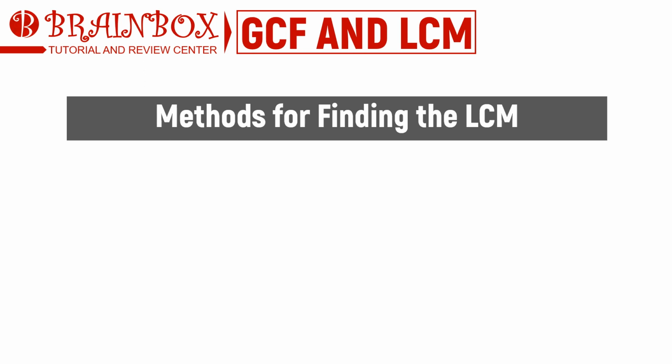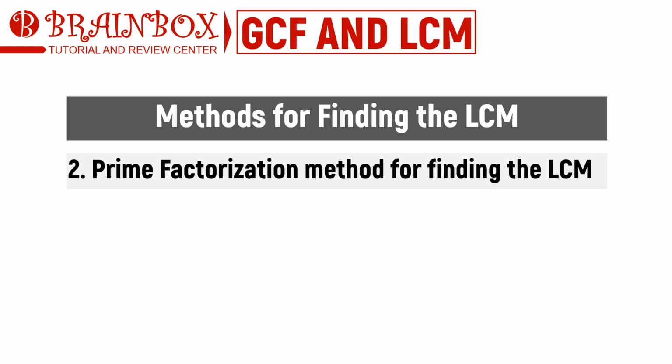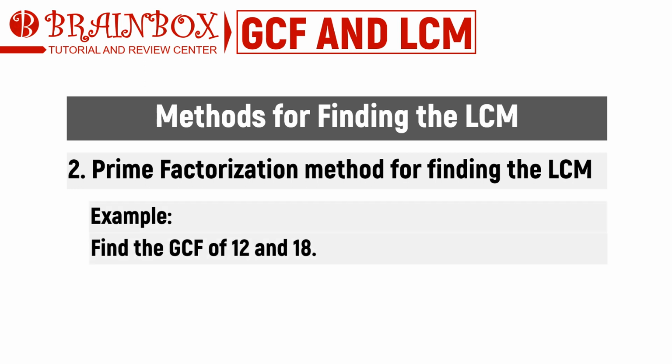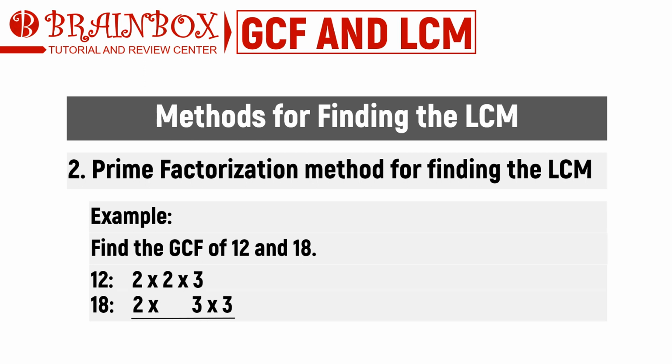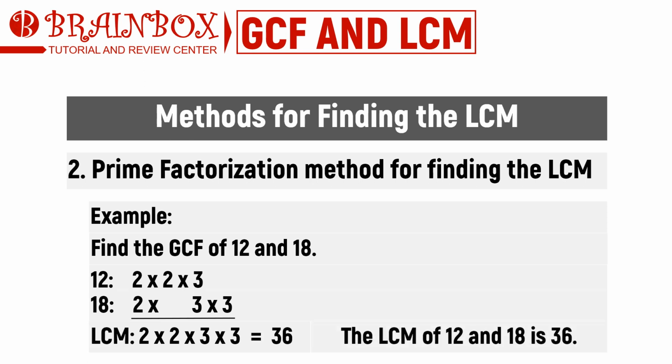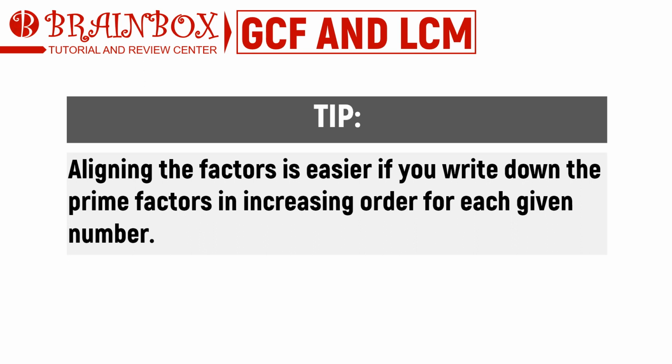The second method of finding the LCM is the prime factorization method. It starts off the same as the GCF method, where we make sure that we align all the common factors properly. After doing so, we bring down the prime factors in every column. Columns with common factors will only have one value brought down instead of two. After bringing down the prime factors, we multiply them all together, giving us our LCM, 36. A helpful tip in aligning the prime factorization is to write them down in increasing order, ensuring that no prime factors are left out.